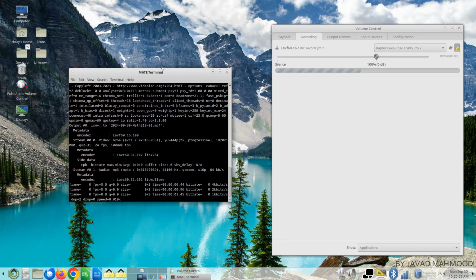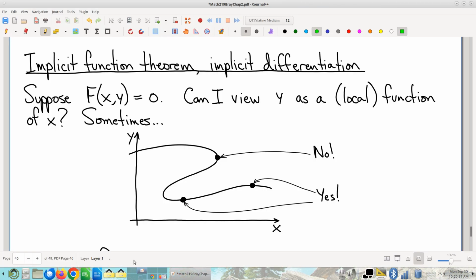Okay, off we go. So here's what we were talking about last time. We were talking about the implicit function theorem. So let me remind you what the big idea of the implicit function theorem is.